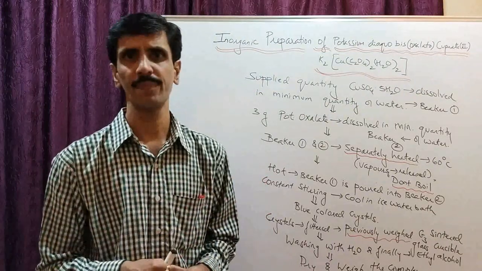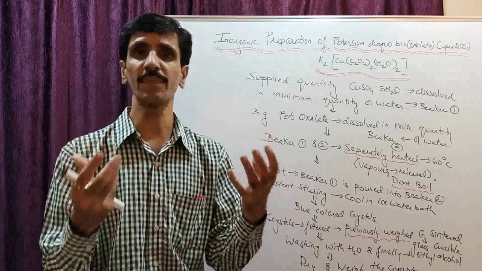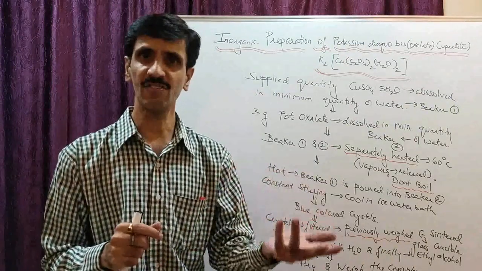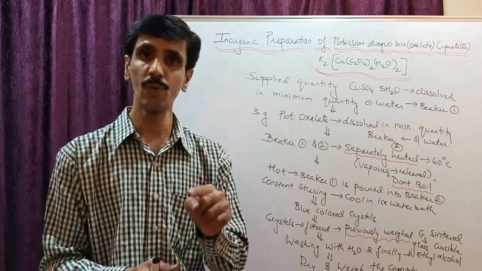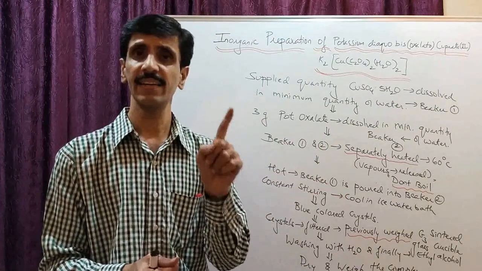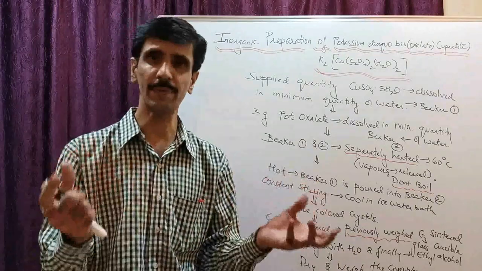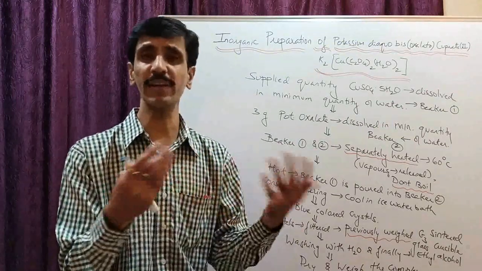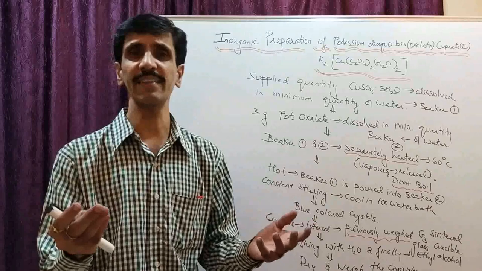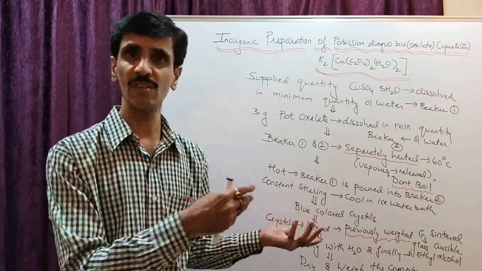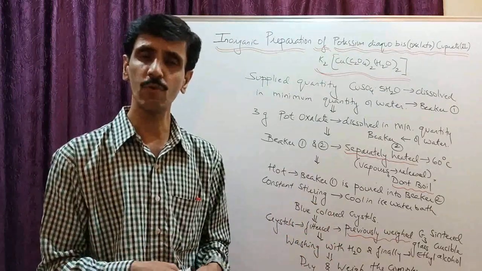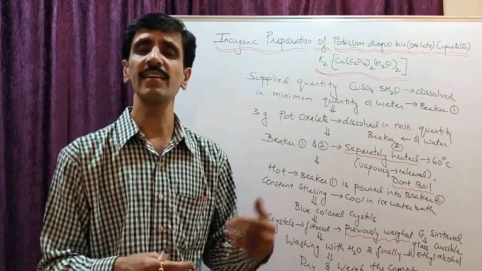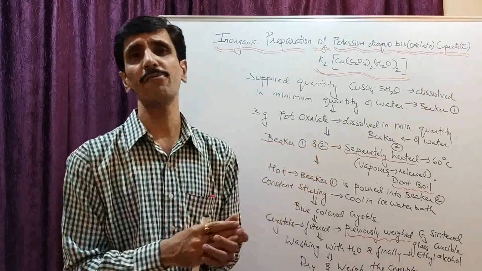Keep it for some time. Okay, blue crystals develop. That is the indication of the formation of a complex. Next, you are going to filter it through a previously weighed G3 sintered glass crucible. Okay, depending upon the pore size, the selection of the crucible is done. So you need to weigh it before you carry out the filtration process. We can also call it the weight of the empty crucible. And then once the filtration is done, give some washings with water and then finally with ethyl alcohol, which is a dehydrating agent, which will help in the speedy removal of water molecules.